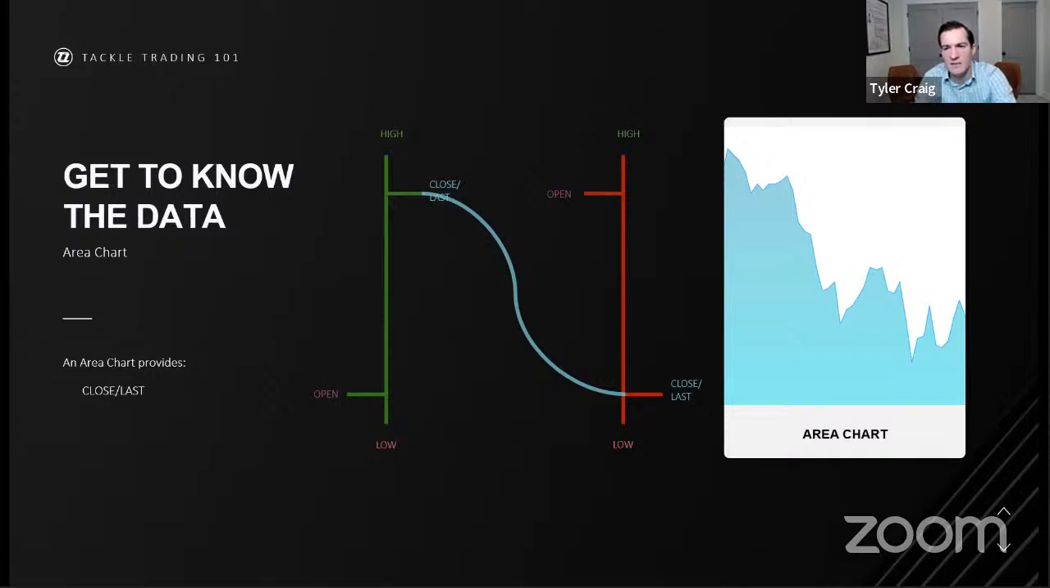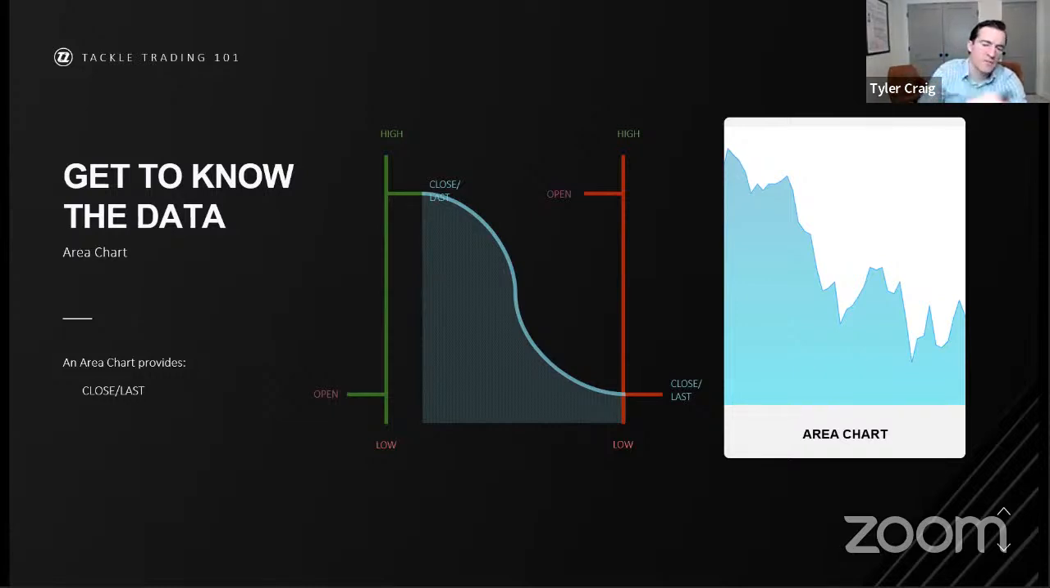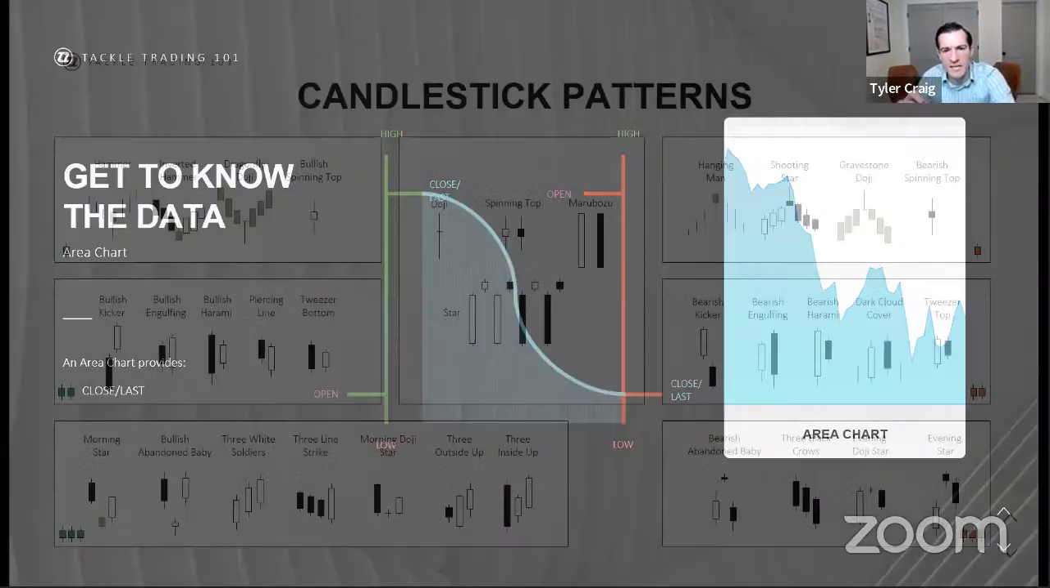Connect the dots, and let's make it cool. Got to be visually stimulating here. Let's shade underneath. Make myself a nice little mountain range. Boom. There's your area chart. All right. So there you go. OHLC. 4 different charts. Now you know the difference. Now let's dig into the candlesticks.